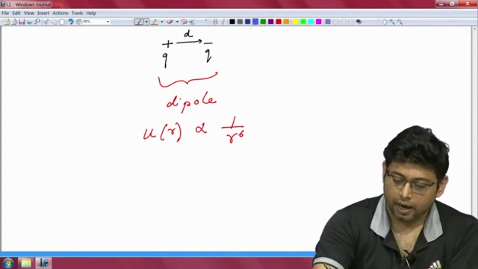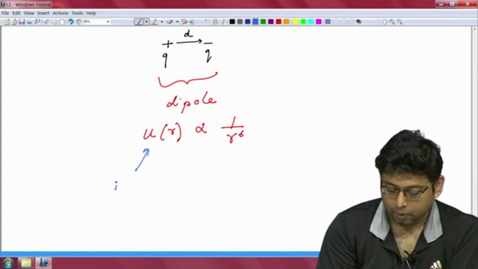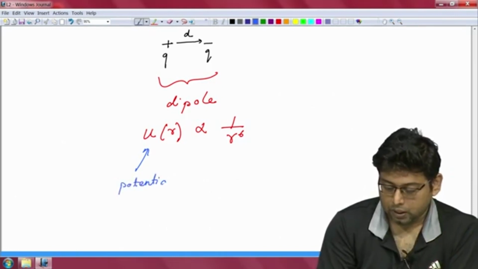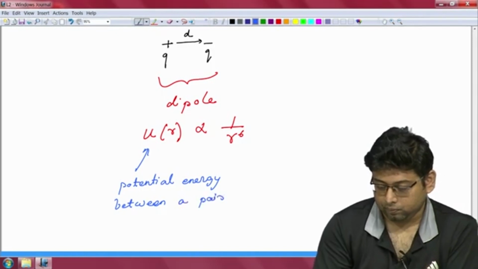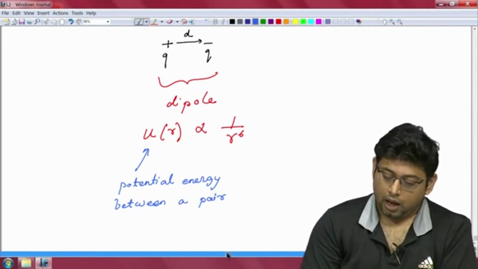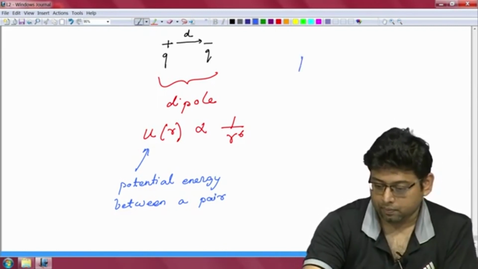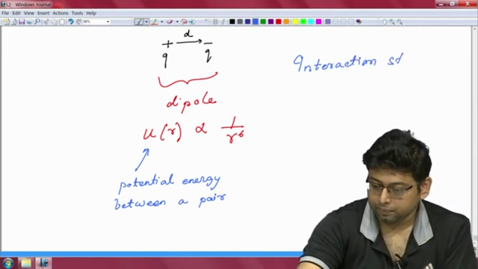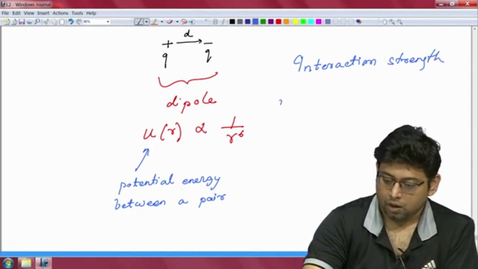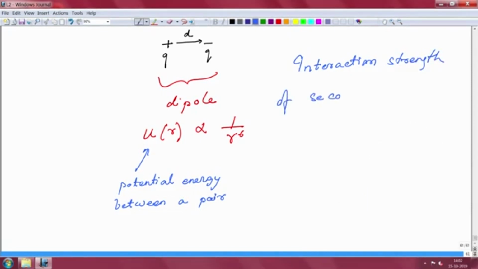I will just quickly write this. This is the interatomic potential energy between a pair. And the interaction strength of secondary bonds is usually of the order of 10 to the power minus 20 joules.